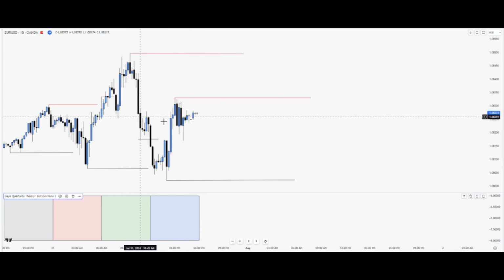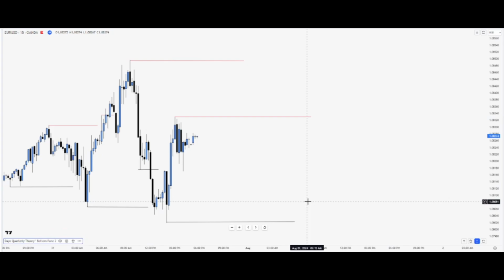So if you don't want to outline it manually like this, you can use this indicator by 2 degree, which is the Dye quarterly theory. The other indicators you can actually try out, but this one will do. Now going forward, let's see how we can frame setups using session liquidity.